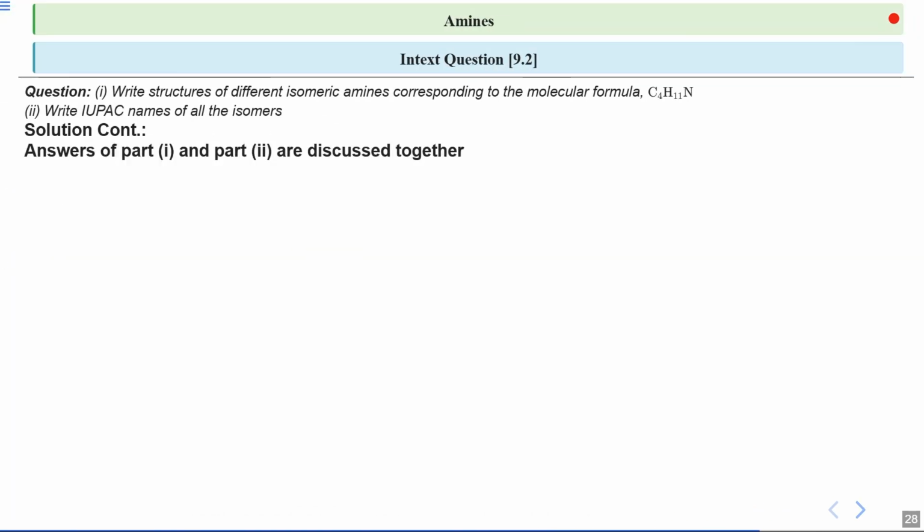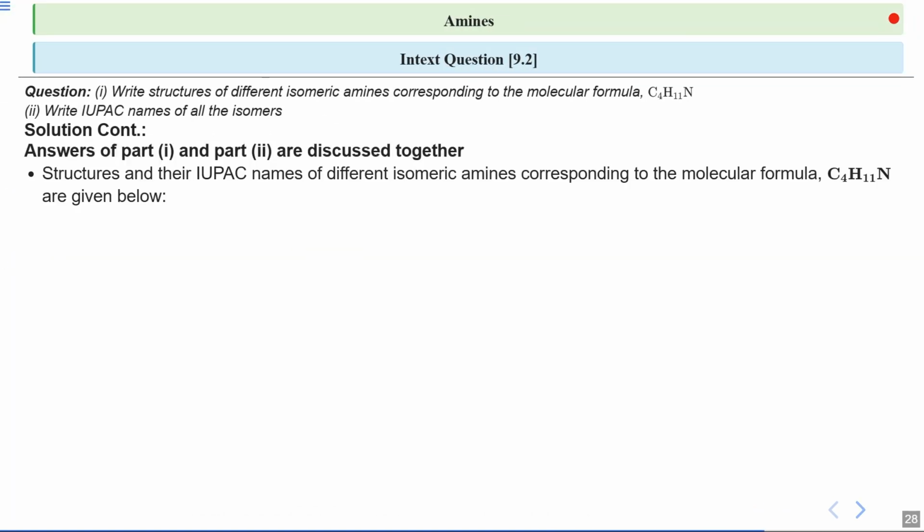Okay. Now, let us see. First, the structures and their IUPAC names of different isomeric amines corresponding to the molecular formula which is given, C4H11N. Okay. This is the molecular formula, C4H11N. Now look at the first isomer. Okay, if you'll see, you have 4 carbon atoms, 1, 2, 3, 4, 1 nitrogen and 11 hydrogens. So this is the first isomer.